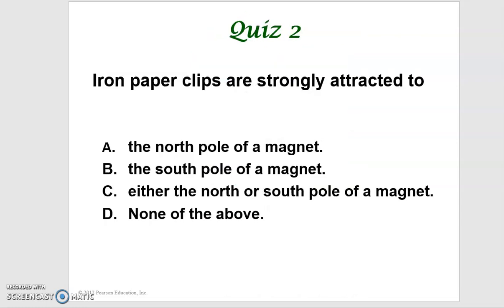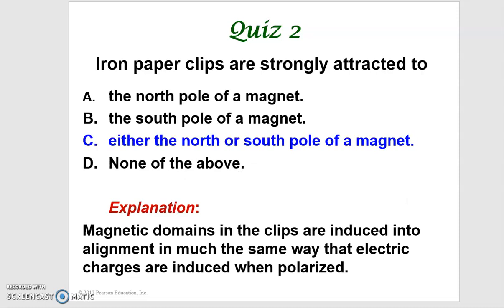Now let's have our second conceptual quiz today. If you have an iron paper plate, which one of them is it strongly attracted to? The answer is C. No matter whether it is a north or south pole, if this material is magnetized, it is always attracted to the north or south pole. And the reason the force should be the same also depends on Newton's third law.